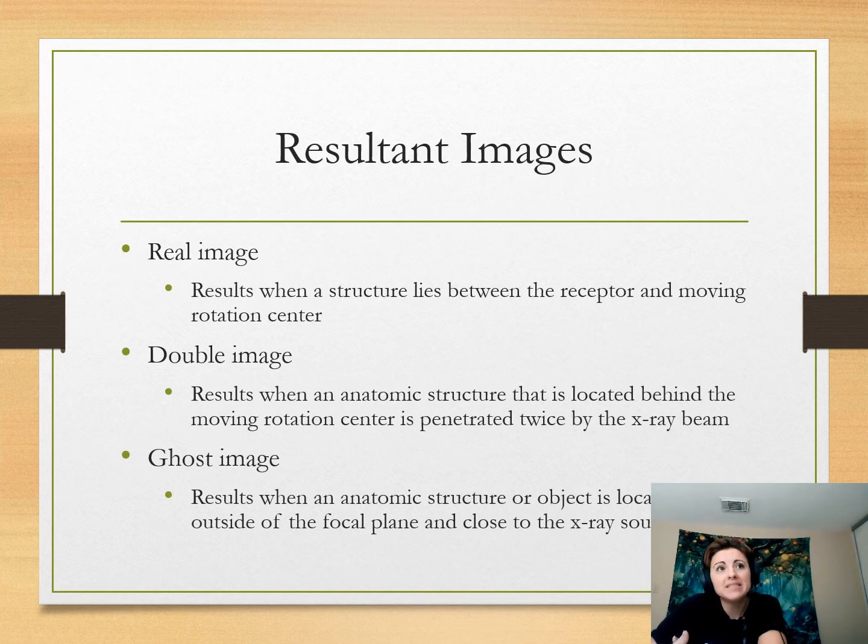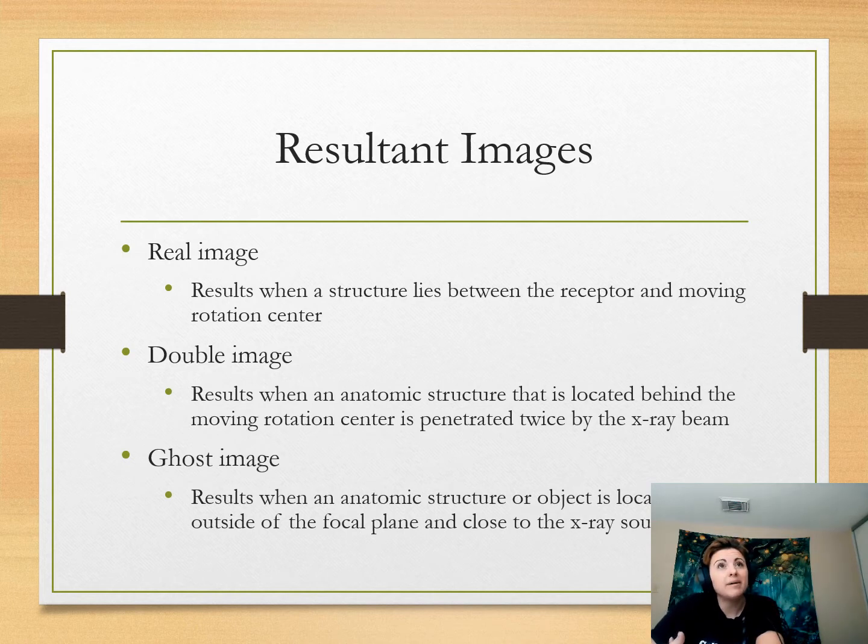And so what happens is it shows up actually on both sides of our image receptor. This is usually like the spine or the hyoid bone or the epiglottis. These are structures we're not trying to see, but they typically show up because of where they are. And then the last one is a ghost image. And now a ghost image is something that gets in the way. It's not in our focal trough, so it's not supposed to be where we're looking for it.